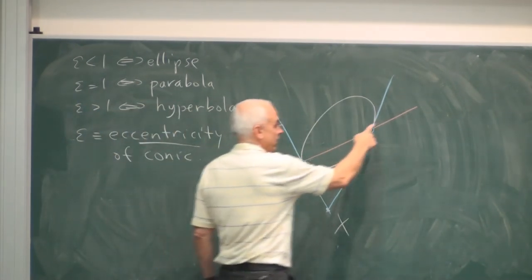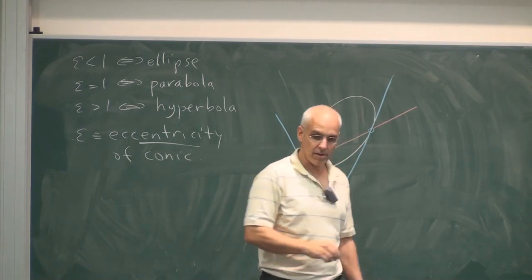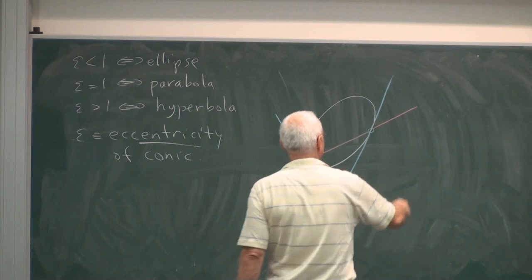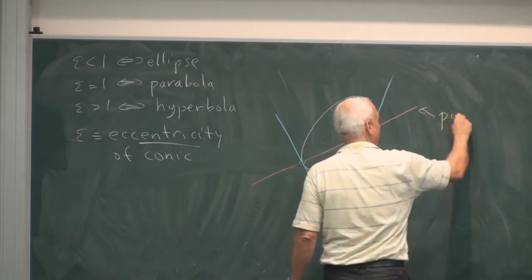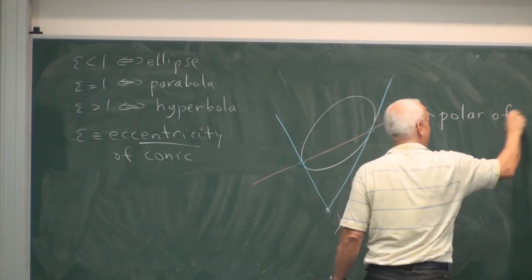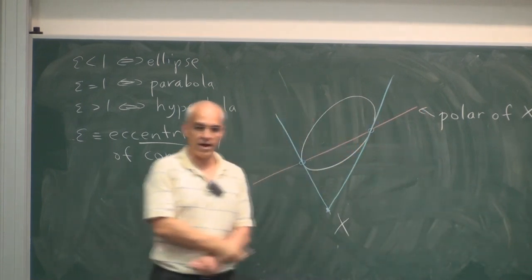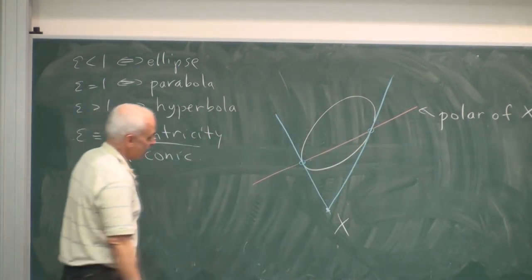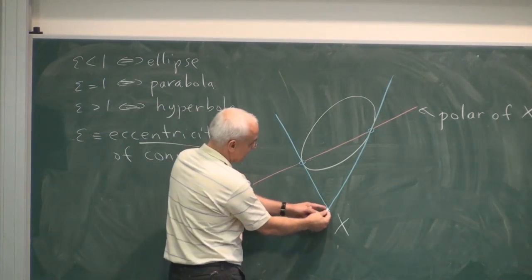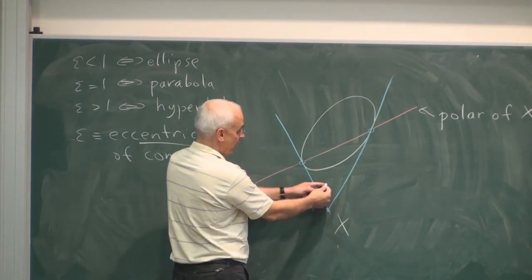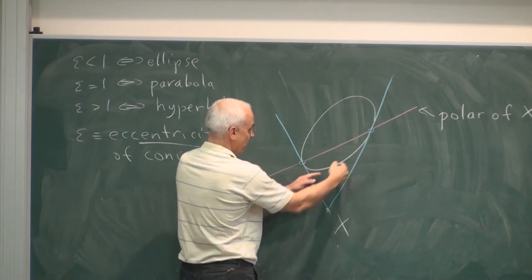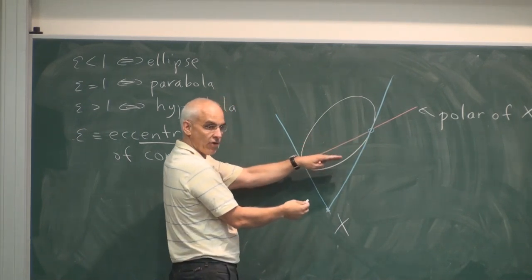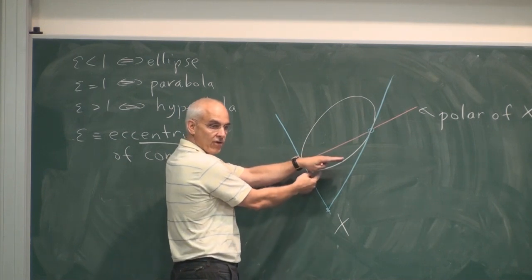And this line is called the polar of the point x. The polar of x. And I hope you can see that as x approaches the ellipse, these two tangent points are going to get closer and closer together, and the polar is also going to come closer to where x is.